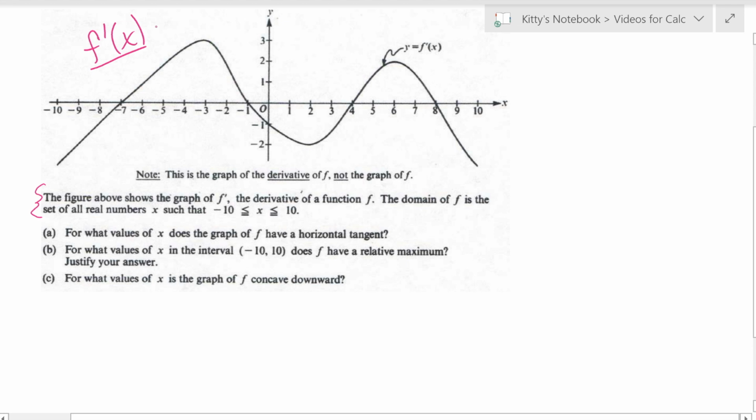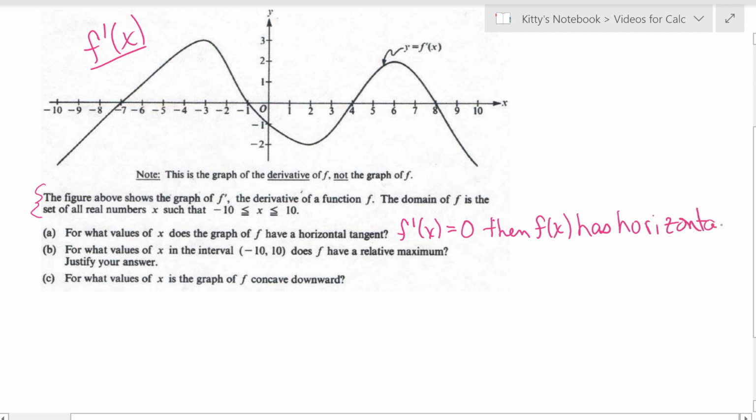And then it says, for what values of x does f, not the graph I'm looking at, but f, the graph I can't see, have a horizontal tangent? So your job is to say to yourself, self, what about f prime of x do I know would tell me if f has horizontal tangents? And what we know is that if f prime of x is equal to 0, then f of x has horizontal tangents.